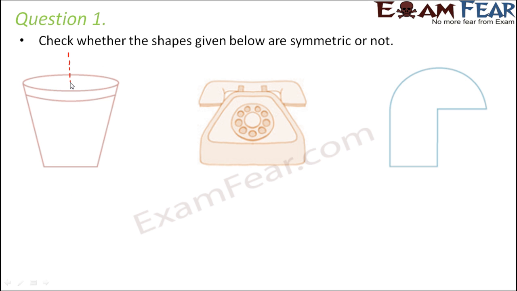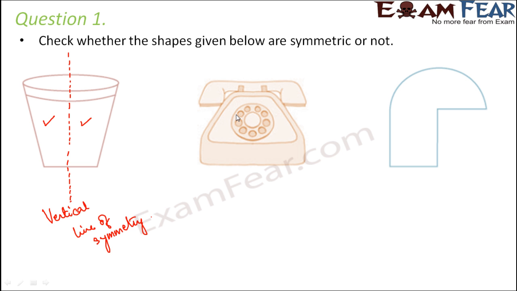But if you think of a vertical line like this, does this divide the object into two equal halves? Yes. So this half and this half are exactly identical. So we can say that this shape has a vertical line of symmetry. And of course, this is symmetric.